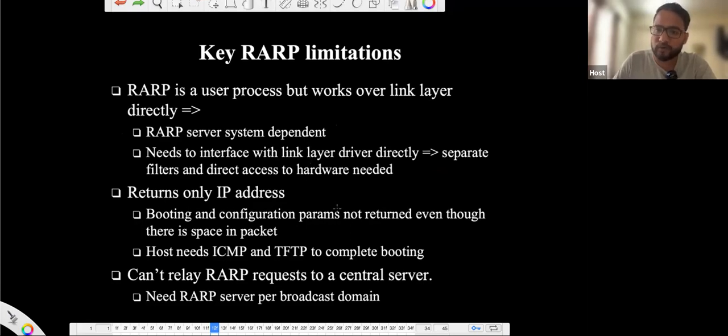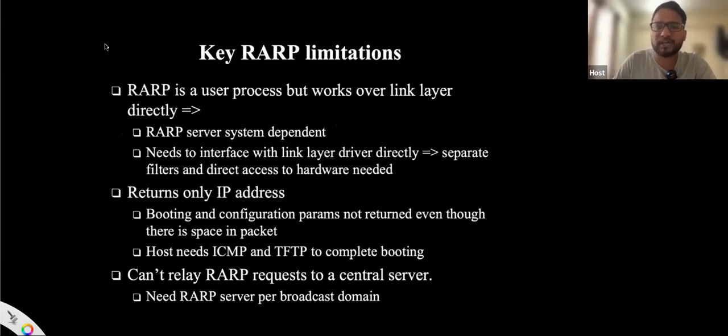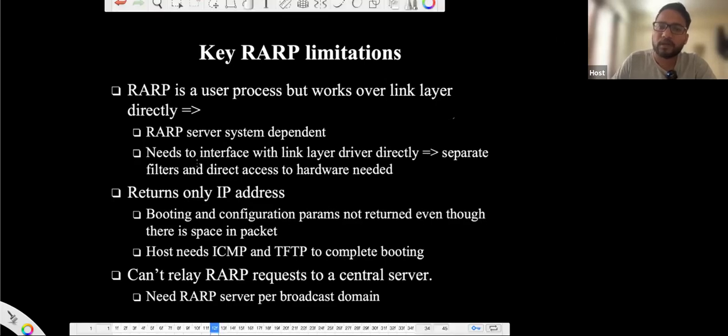Yes, token ring is also one of them. These are some sophisticated protocols, token ring and all, and these are not in the GATE syllabus now. So it needs to interface with the link layer driver directly, separate filters and direct access to the hardware needed. Okay, anyway, so it returns only the IP address.